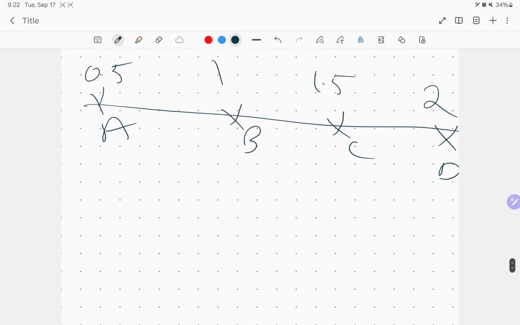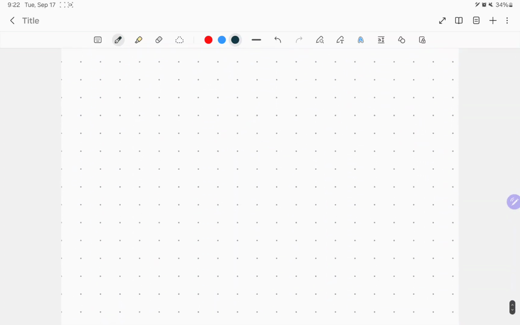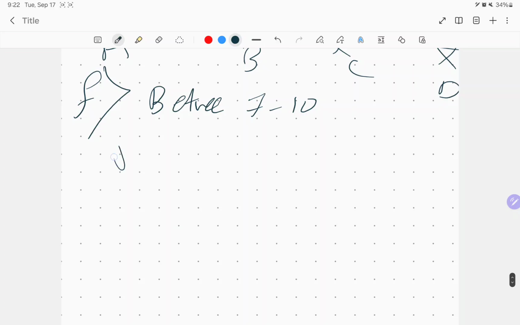Okay, let's go to part F. Part F is telling me, during which time interval is the velocity constant? Of course, you're going to look at the graph. It was constant between 7 and 10. Between 7 and 10, it told me to get the displacement. Always remember displacement.